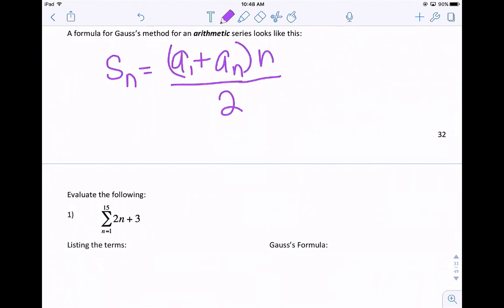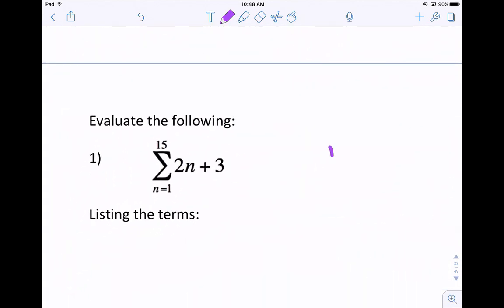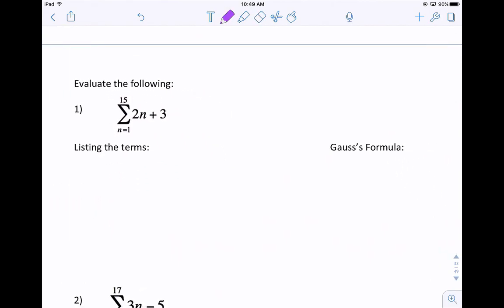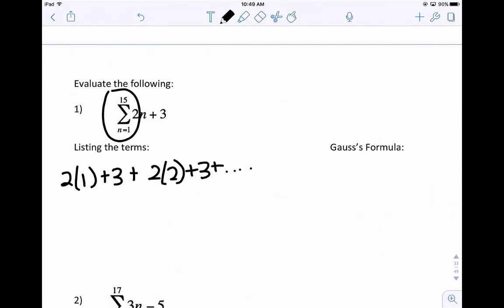Okay, so let's practice doing that. Evaluate the following. Okay, so we could list out all the terms. So we could, and I'll list out some, not all of them. 2 times 1 plus 3, plus 2 times 2 plus 3, plus, and so on, all the way to 15. But that's kind of long. So let's use Gauss's formula. It's a little bit faster. I'll write it up here.